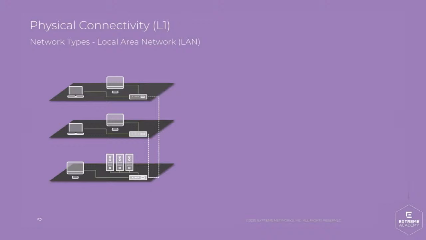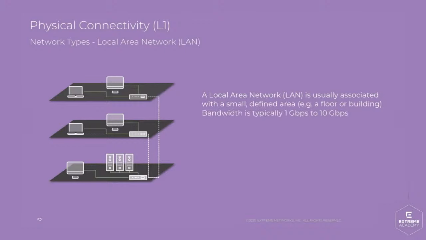Either they are connected with physical cable, an Ethernet cable, or they might be connected wirelessly, and we will look at that in the next slide. And the types of speeds that we would look at there are maybe from 1 gigabit to 10 gigabits per second.